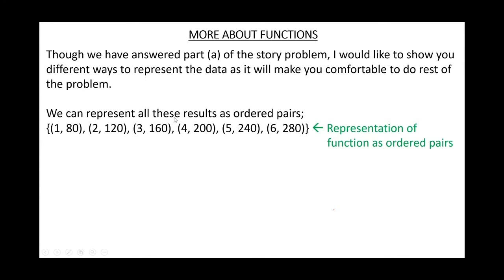So we can represent all these results that we found as ordered pairs. Like first month $80, 1,80, second month $120, 2,120, and so on. 3,160, 4,200, 5,240, 6,280. This is another way of representing the number of months and the cost involved. So this representation is called representing a function as ordered pairs.